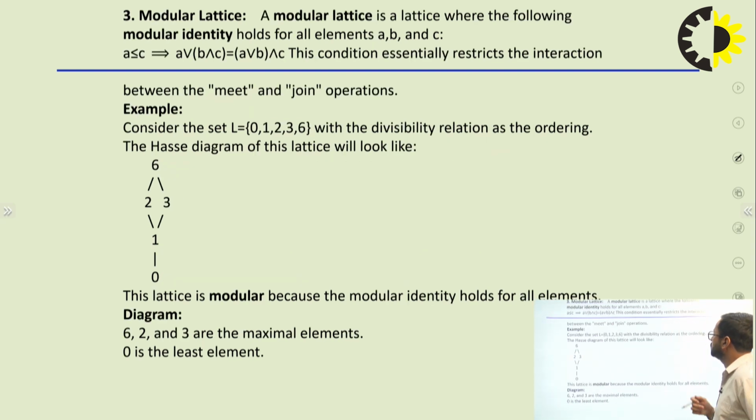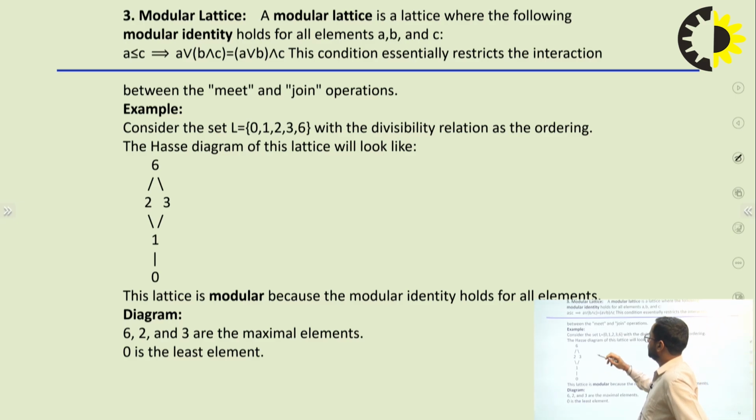The next one is the modular lattice. A modular lattice is a lattice where the following modular identity holds for all the elements A, B, C. That means if A is less than or equal to C, then A join (B meet C) equals (A join B) meet C. This is the necessary condition. If this property is satisfied, then we can say that it is a modular lattice.